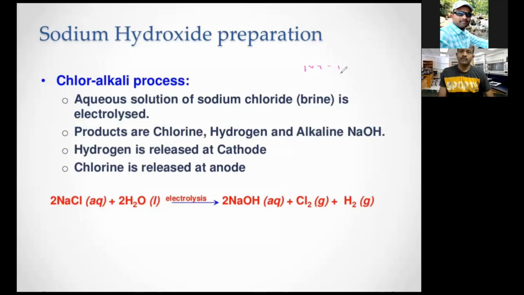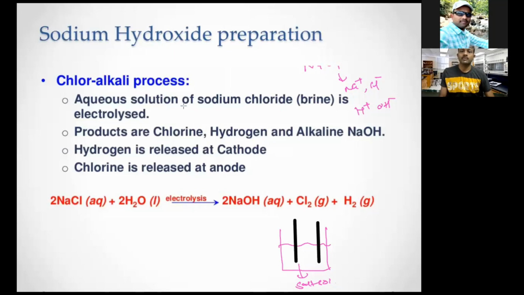Okay, then when you add it to the water, this salt dissociates into Na+ and Cl-, and water has the ions H+ and OH-. When you electrolyse this substance, you take one beaker and put your salt solution in it. What we are doing is keeping two rods here, two graphite rods. These are two electrodes.